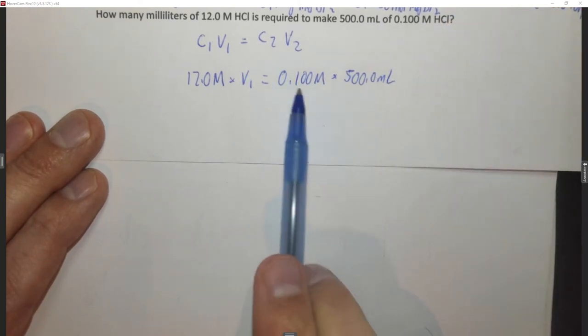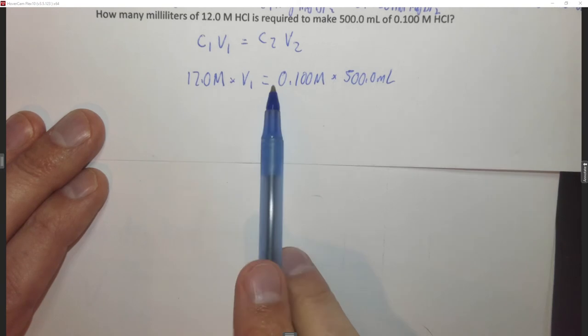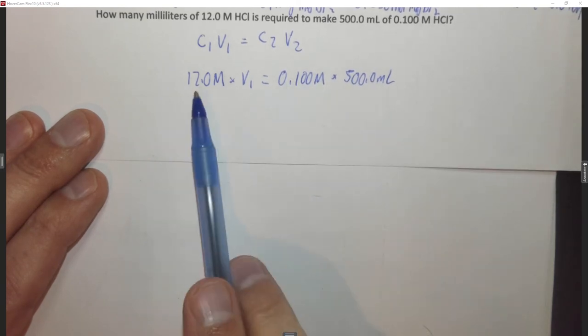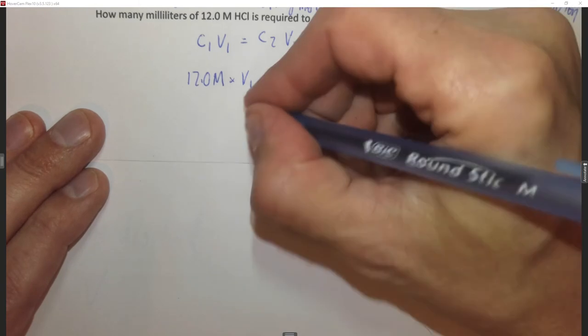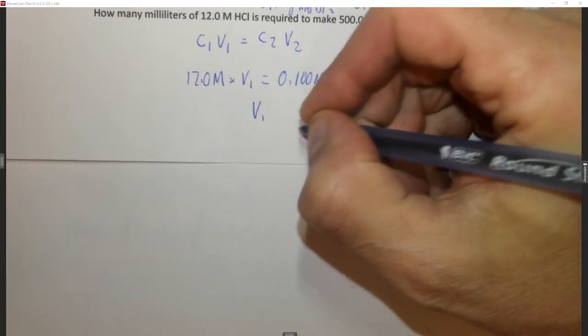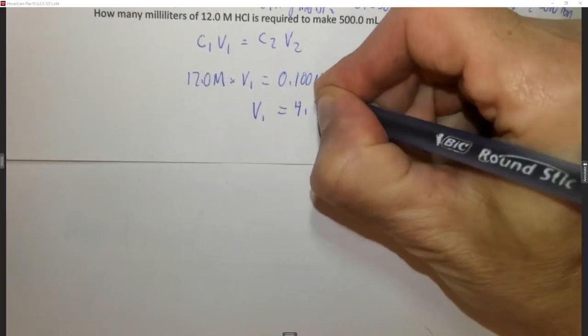So when you do these, you're always going to have two numbers next to each other and a number next to a variable. Multiply the two numbers next to each other and divide by the one next to the variable. And when you do this math, you find that V1 is 4.17 milliliters.